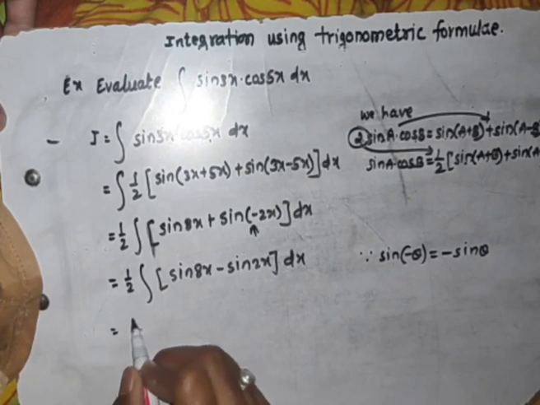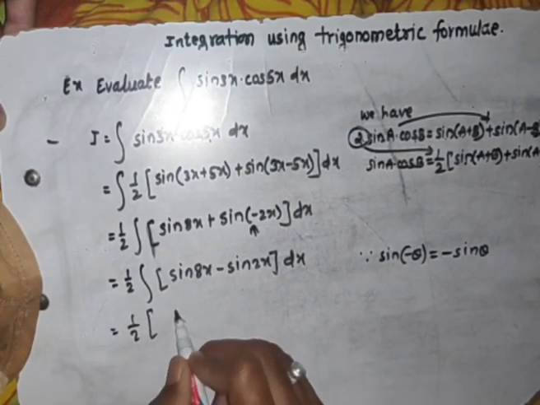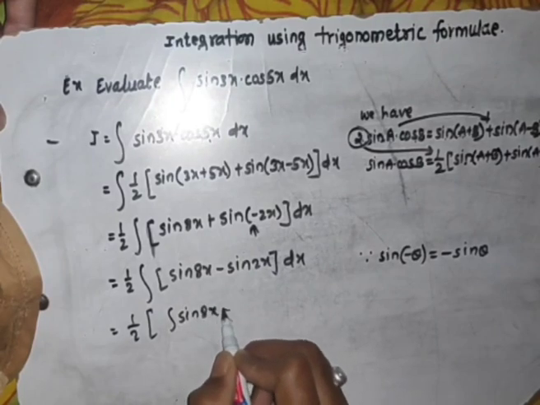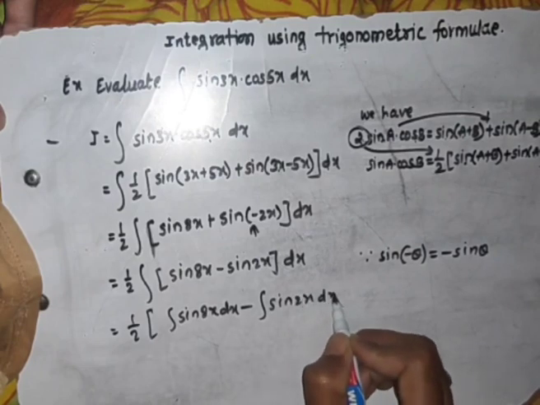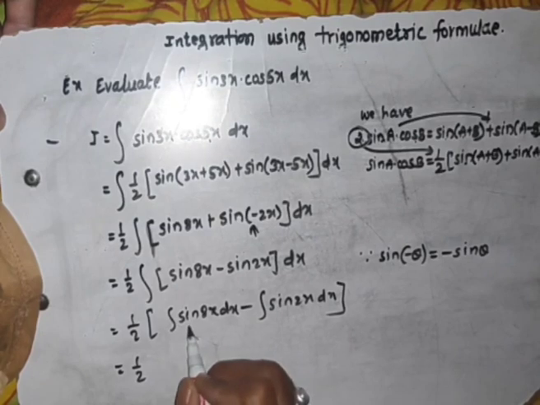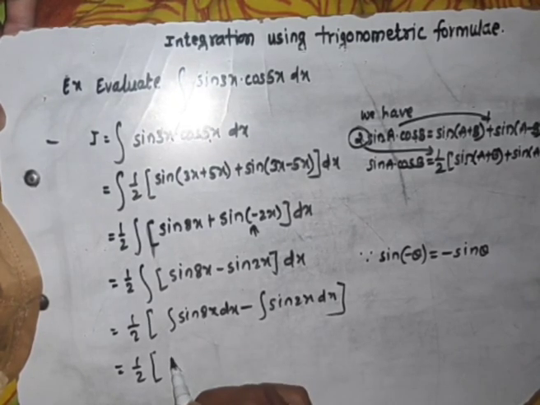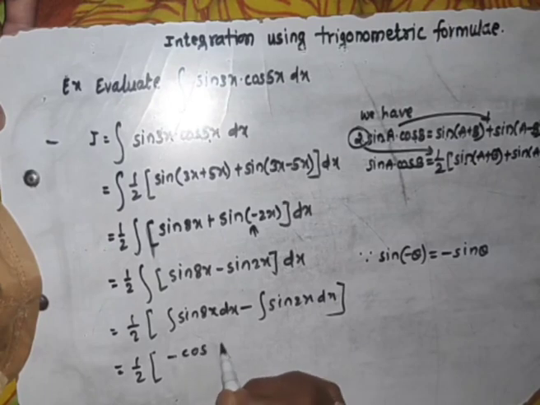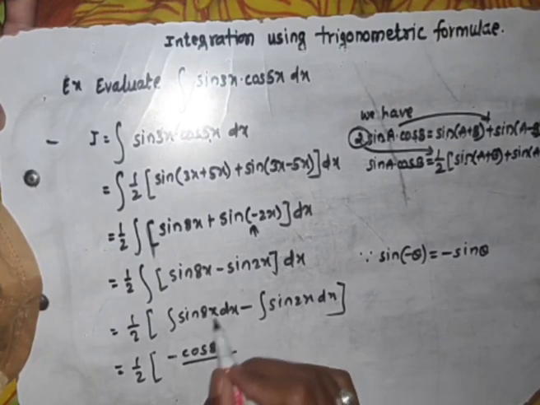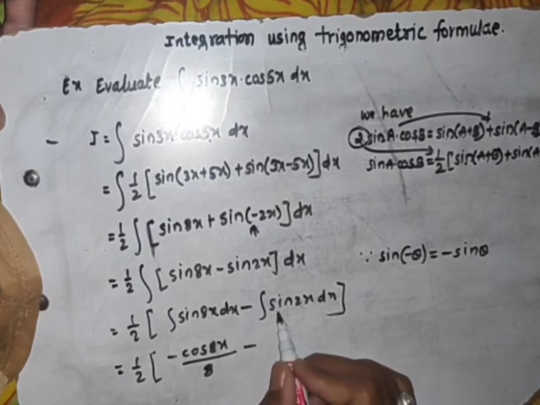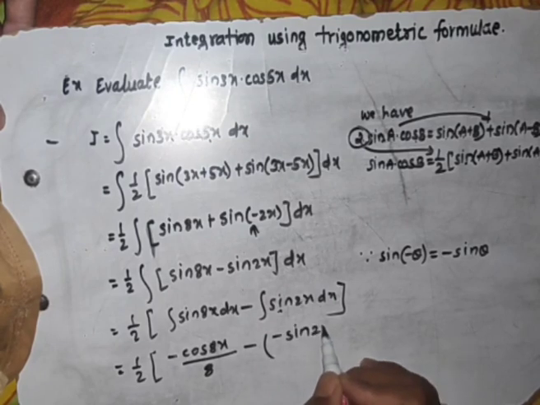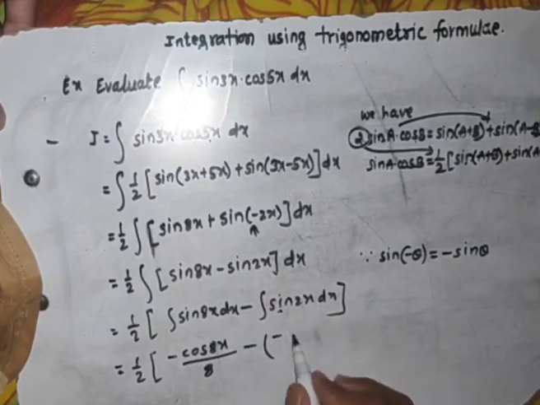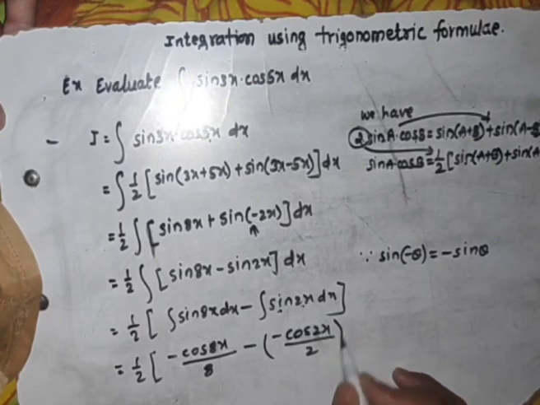Now we have to take integrals, separating integrals. Here integration of sine 8x with respect to x minus integration of sine of 2x. Now only we have to take integration of these composite integrals. What is integration of sine 8x? Integration of sine is minus cos of the angle as it is, 8x, divided by the derivative of 8x, that will be 8, minus, what is here again? Integration of sine is minus cos 2x upon 2. Here 2 is the derivative of 2x, plus c.